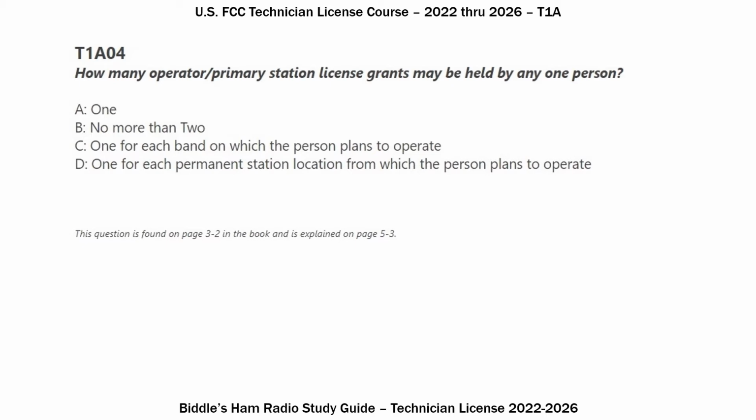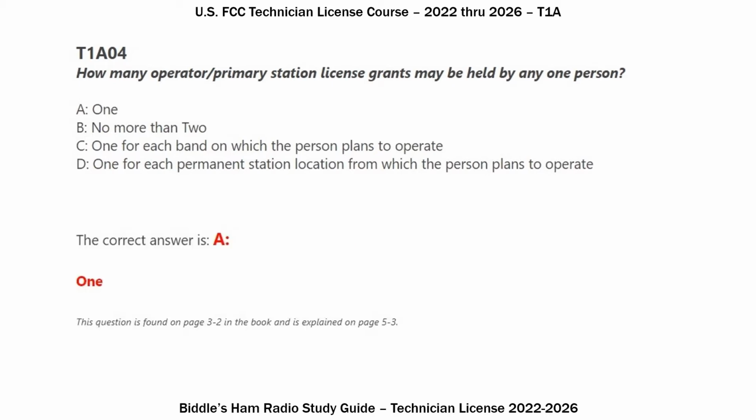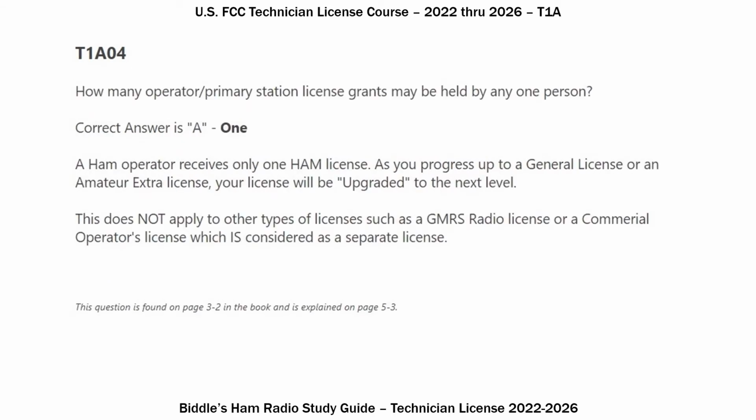Now this question is referring to ham radio use and ham radio bands. It is not referring to CB radio, marine radio, or any other type of radio system. So the answer to this is A, 1. The ham operator receives only one ham license. As you progress up to a general license or to an amateur extra license, your license will be upgraded to the next level. This does not apply to other types of licenses such as a GMRS license or commercial operator's license, which is considered a separate license.